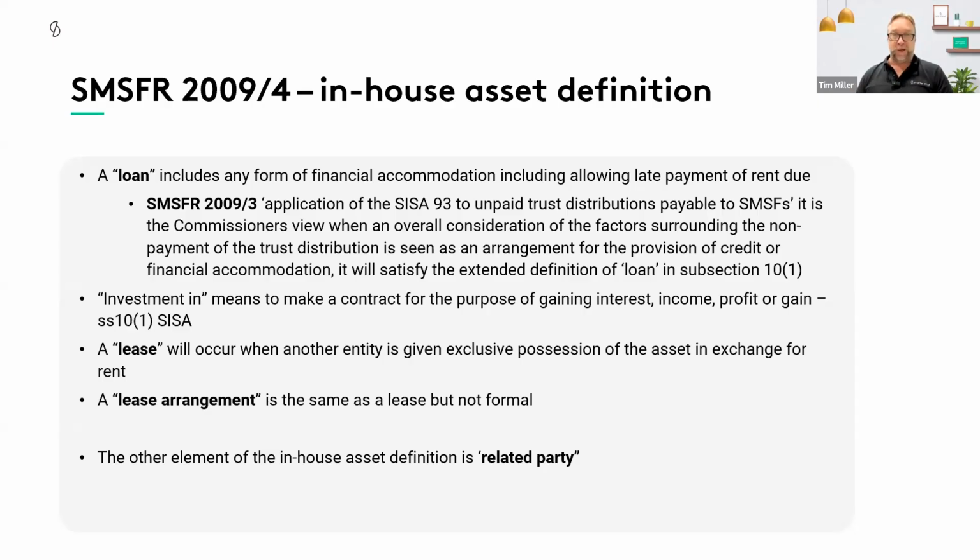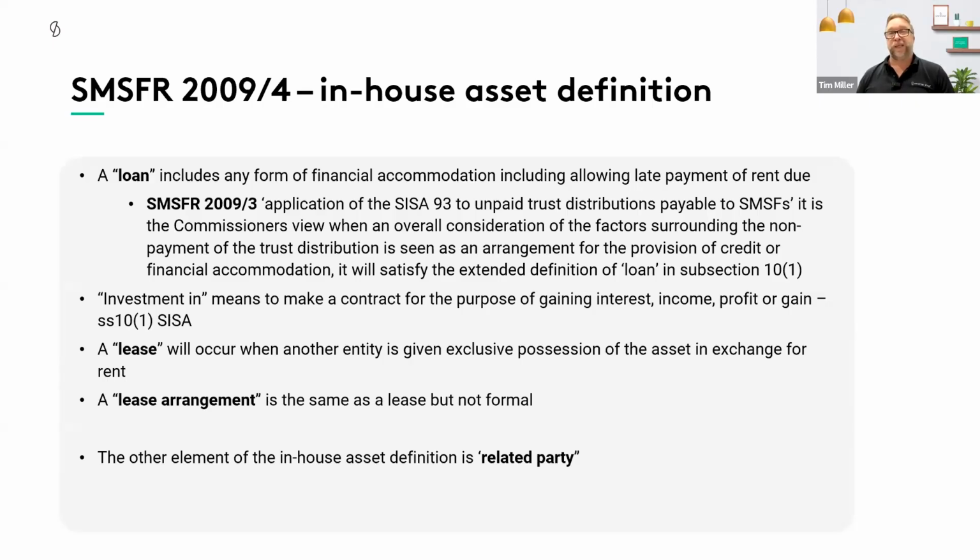Now, clearly, if I go back to that table of breaches, we see still that the number one breach is loans to members and relatives. So just because there is an extended definition of loan inside the in-house asset rules, which incorporates loans to a related party, we still have to deal with all of our other prohibitions first. So we cannot lend money to a member or relative and say, well, that's an in-house asset versus a breach of 65. It will always be a breach of 65.